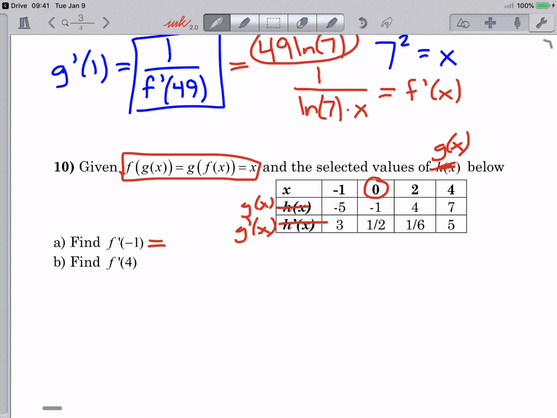Well, it equals it at a value of 0. So I really want to find g prime of 0, which is 1/2. So I do 1 over 1/2, which is 2.